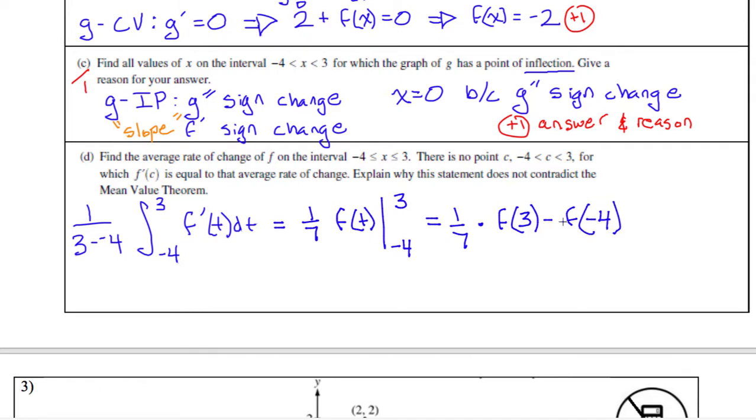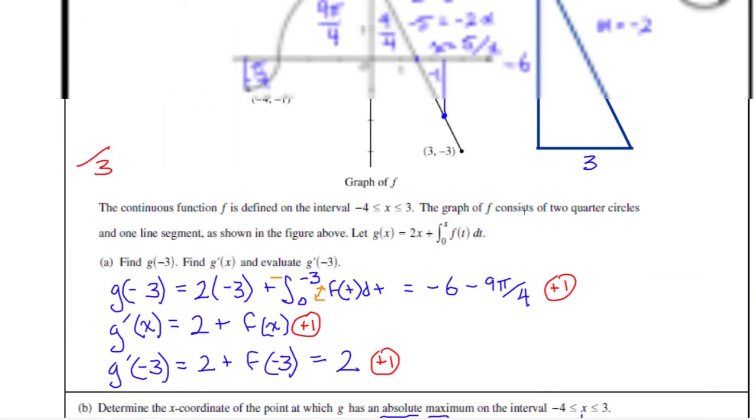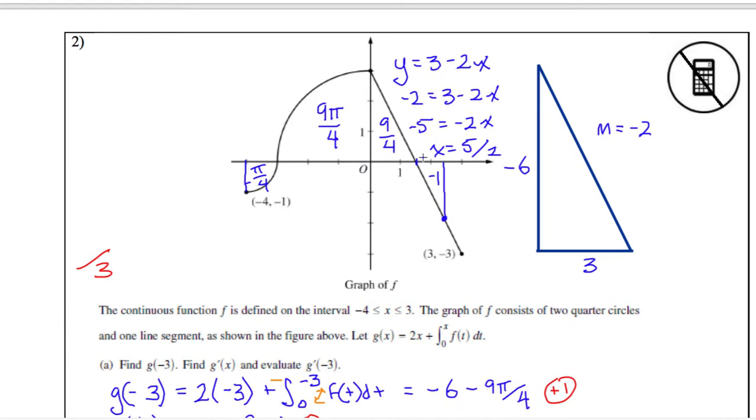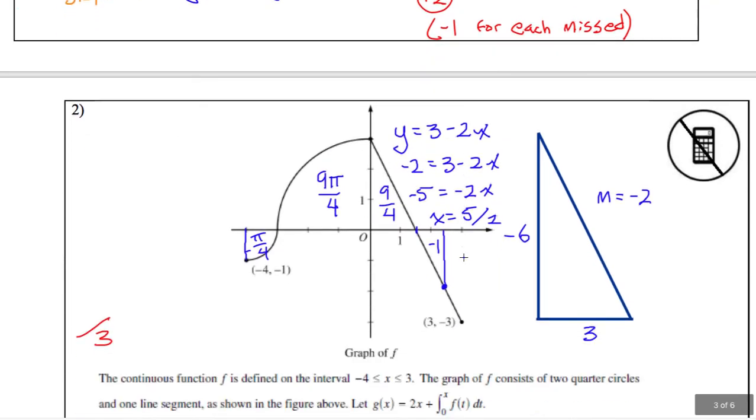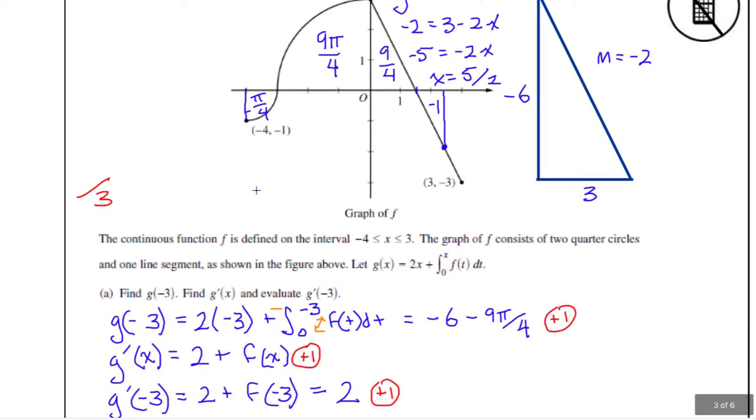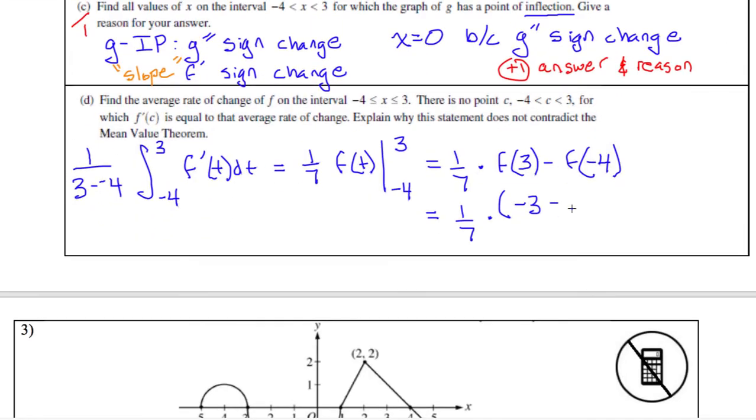And these are both just heights. What is the height at 3? I come up here and I say, when I go to x position 3, 1, 2, 3, the height is -3. So this is now equal to 1/7 times -3 minus f of -4. What is the height at -4? I went too far. Height at -4 is -1. So it's minus a -1. Well, -3 minus a -1, negatives kiss, becomes positive. That's going to be -2. So the answer here is -2/7.